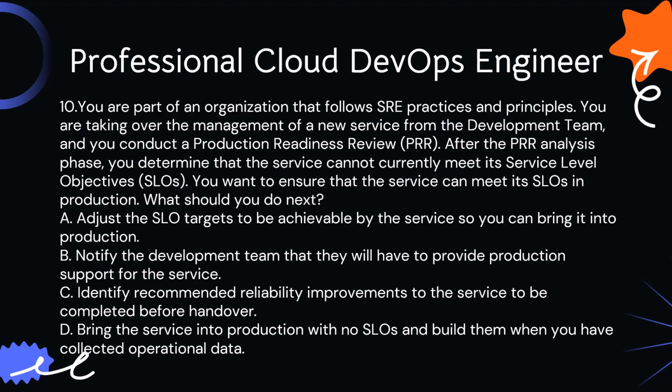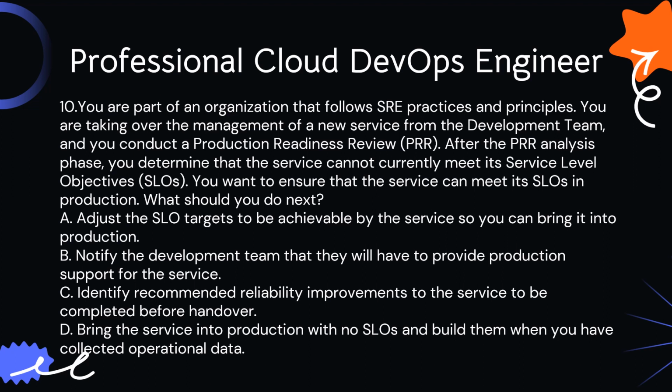10. You are part of an organization that follows SRE practices and principles. You are taking over the management of a new service from the development team, and you conduct a production readiness review (PRR). After the PRR analysis phase, you determine that the service cannot currently meet its service level objectives, SLOs. You want to ensure that the service can meet its SLOs in production. What should you do next?